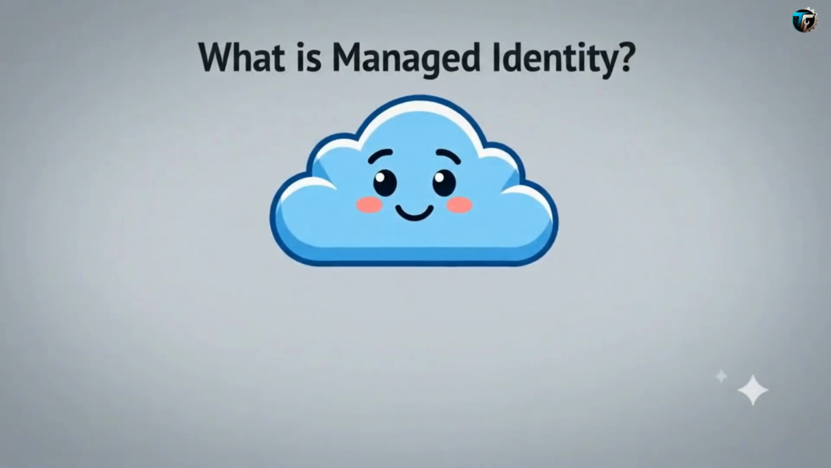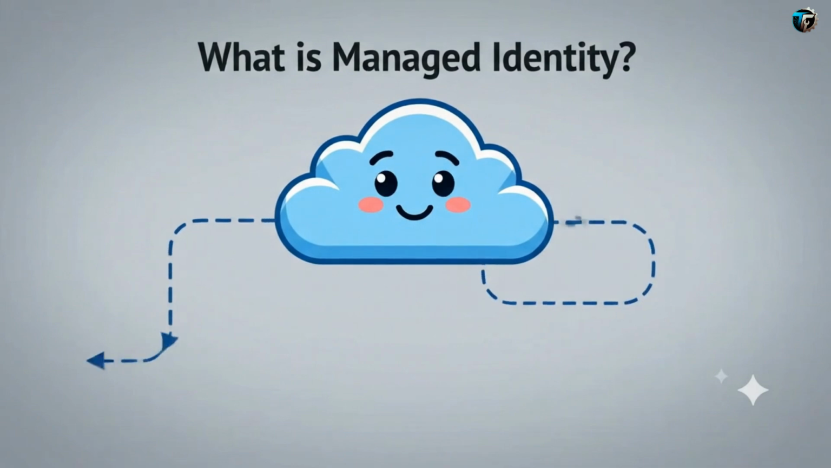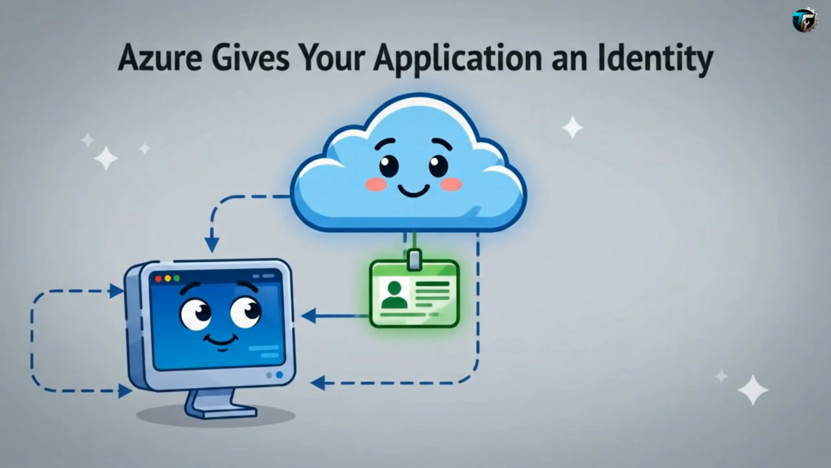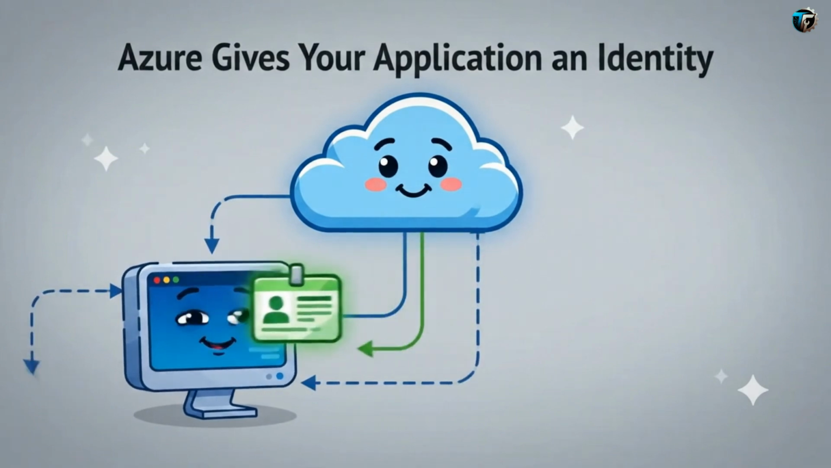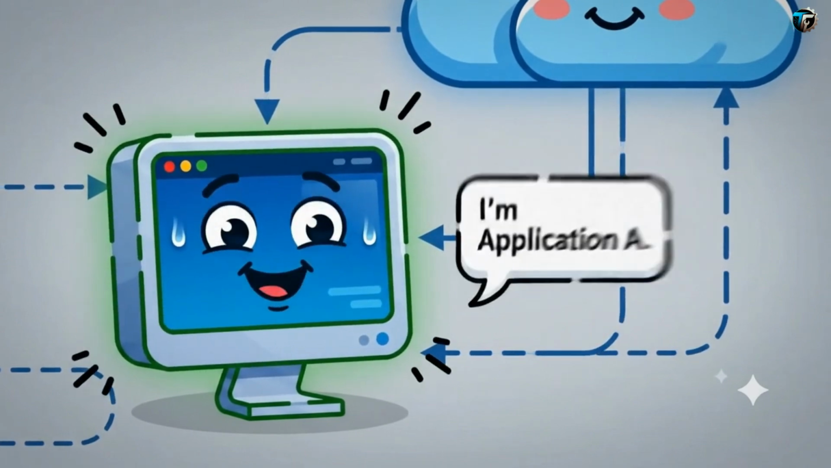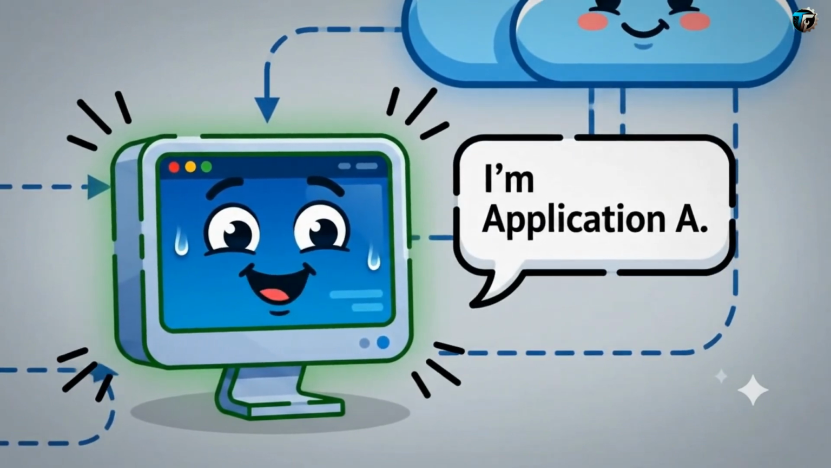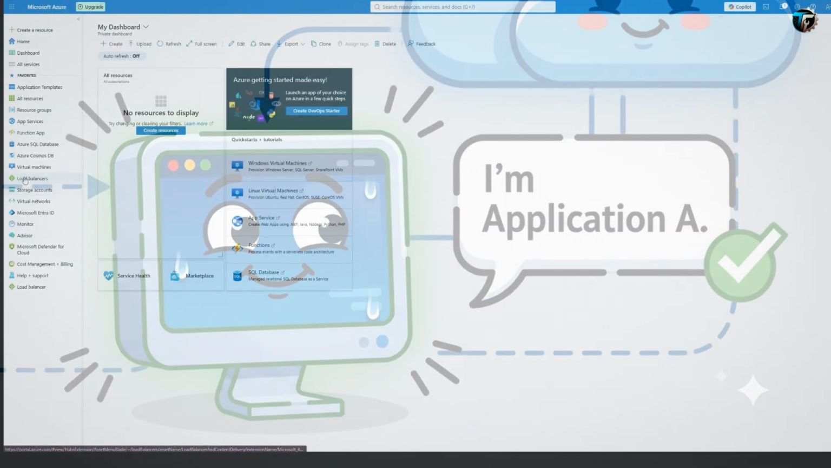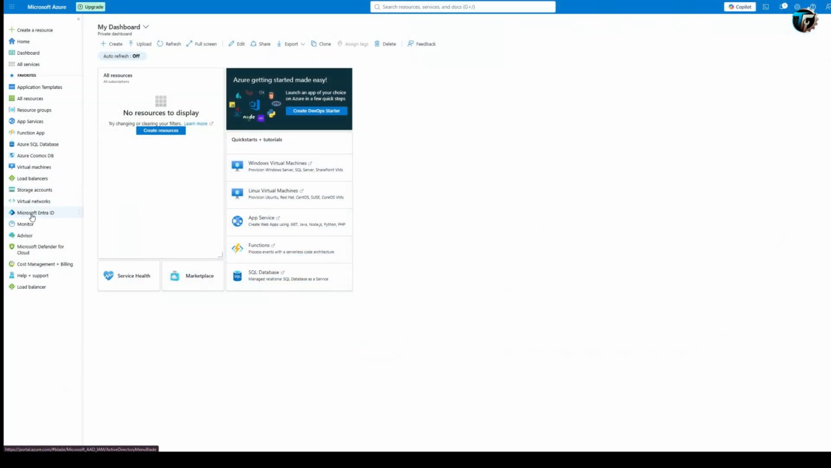Architects avoid this completely. Managed identity is an automatically managed identity created by Azure. Instead of storing passwords, Azure assigns a trusted identity directly to your application. The application simply says, "I'm application A." Azure already knows who it is.